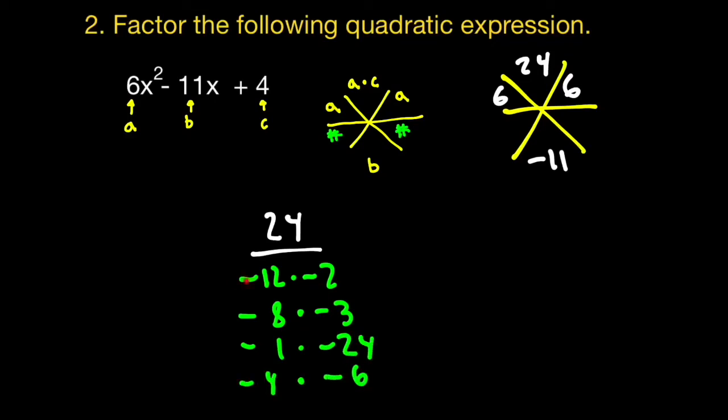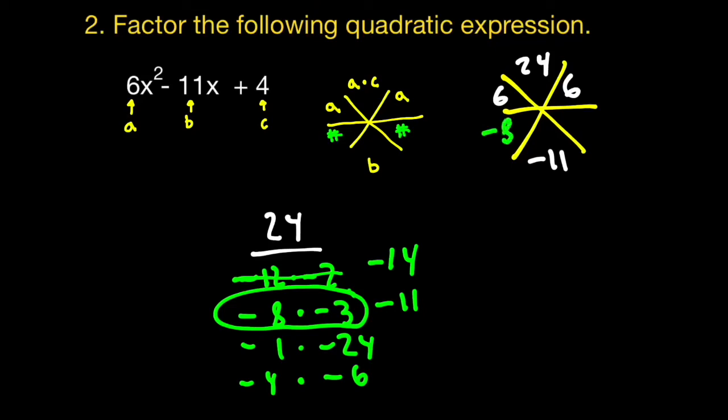I'm going to begin to add these and see if I got one that adds to -11. So here, -12 plus -2 is -14, so that one doesn't work. -8 plus -3 gives me the -11. So this is the pair that I need. So here I record -8 and -3. The last thing to do is to reduce the quote-unquote fractions. This one on the left and this one on the right.